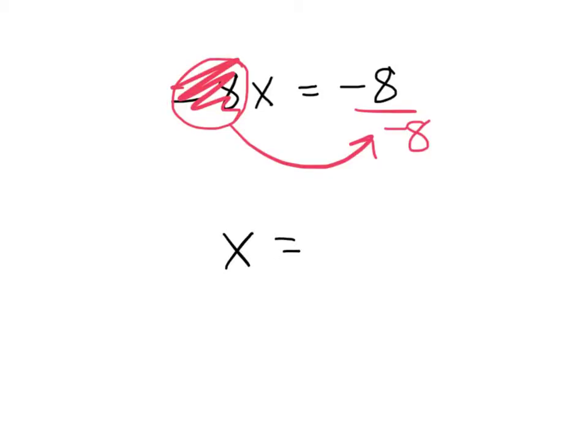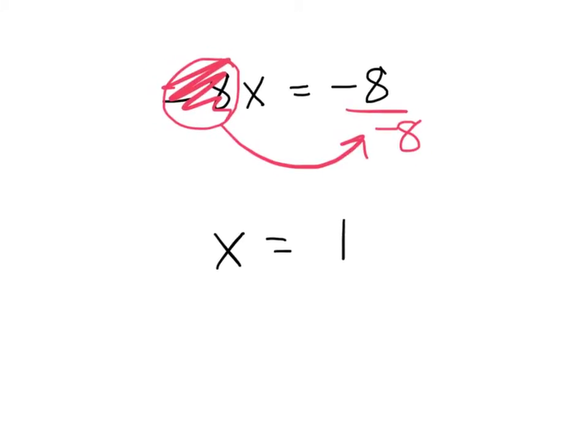Now I have negative 8 divided by negative 8. Well, they're the same thing on top and bottom. Anything divided by itself equals 1. Or another way of thinking about it, negative divided by negative is positive. 8 divided by 8 is 1. So my answer would be positive 1, which is just the same thing as saying 1.